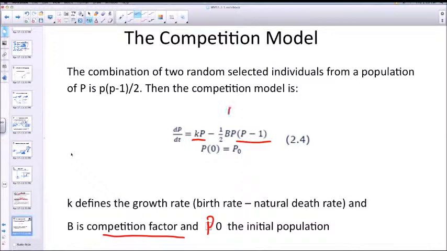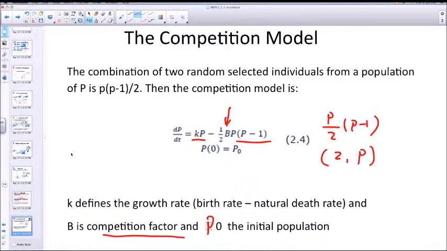And then this is a probability. And then what about this 1/2 of P(P minus 1)? Well, that's the combination of choosing 2 from P people, or population.